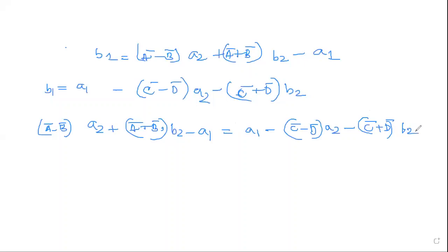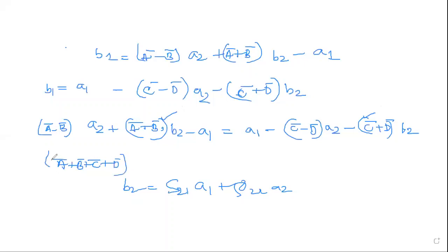Now compare this. What is the next step you have to do here after writing this equation? Anybody? See, in what form do you need the equation to get S21 and S22? B2 equal to S21 A1 plus S22 A2, you need. So just write the equations down for B2. If you write, you can bring this together. You will have A bar plus B bar plus C bar plus D bar. Common will be B2. Again, S21 means you have it in terms of A1.